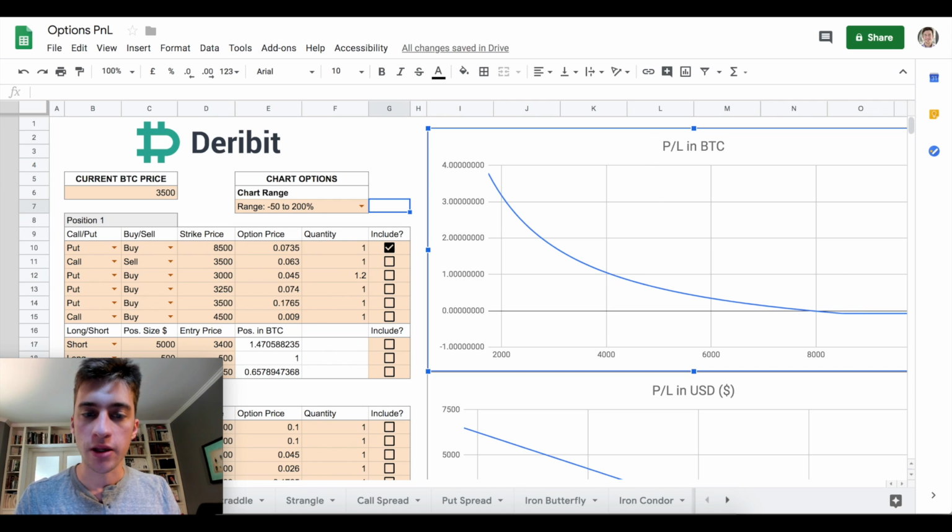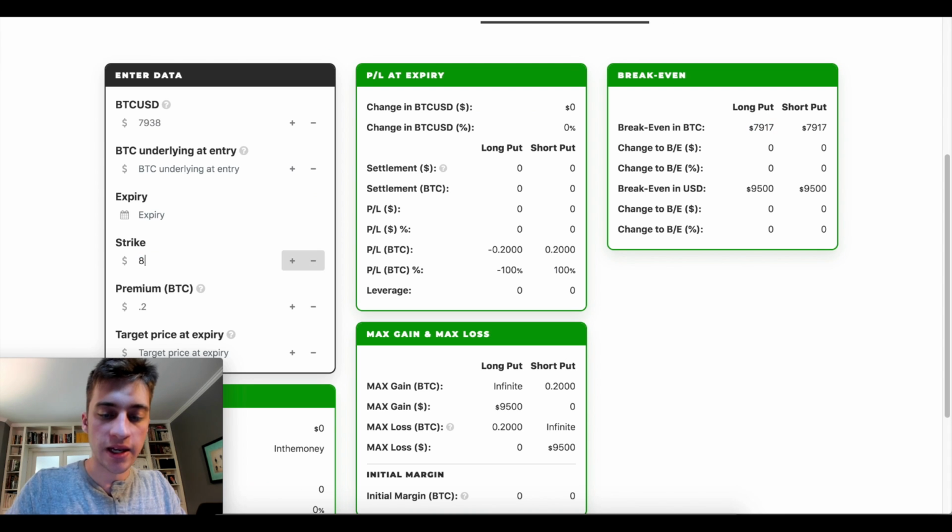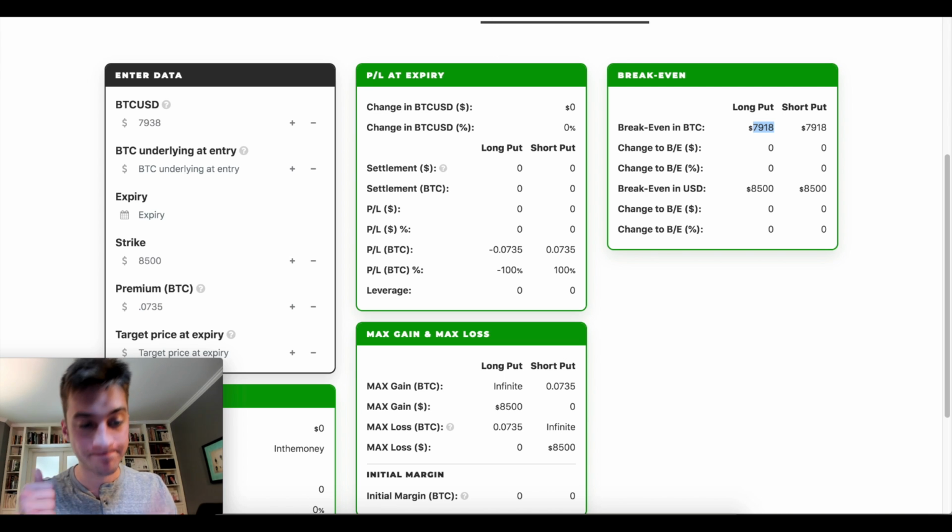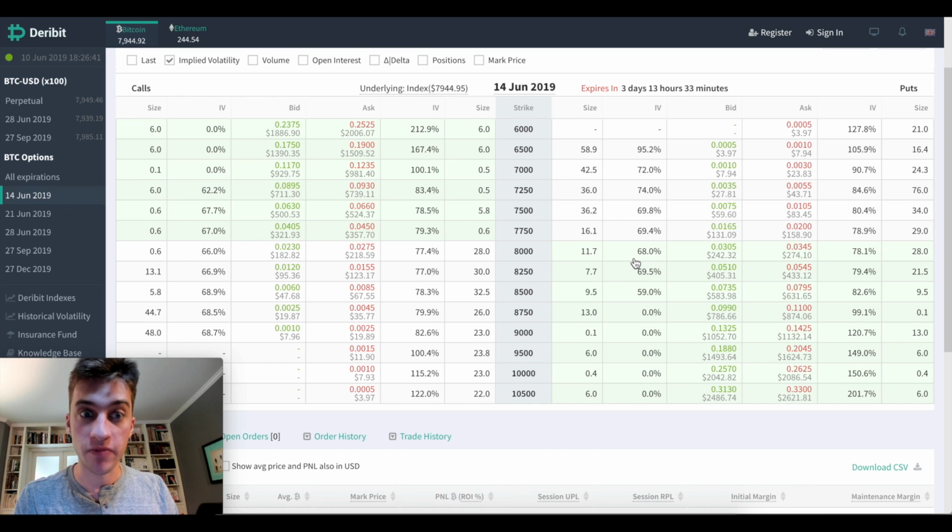So, that actually brings me from 8,500 at 0.074. That's the original. Break even at 79.14. If I make that 0.0735, my break even's at 79.18. Yay. I got $4 of break even on that long put. Great. It could help. It's going to expand your profits and minimize your losses.